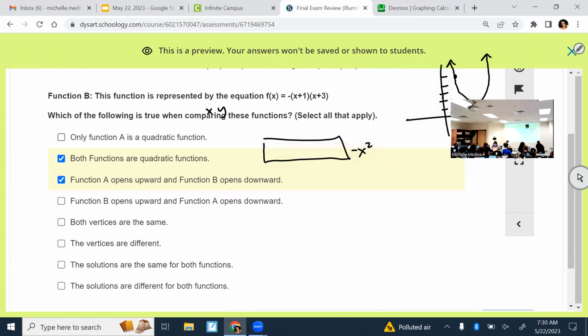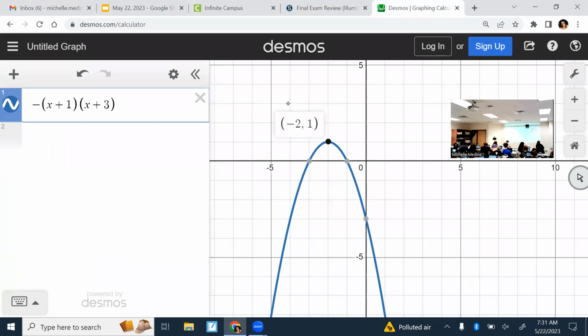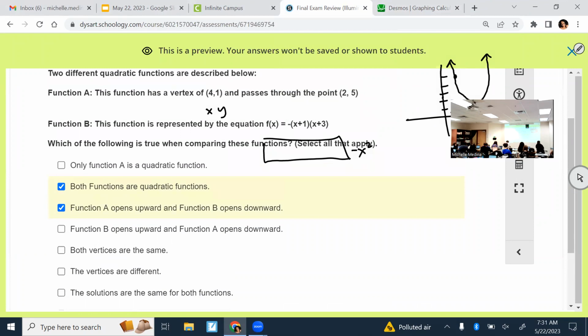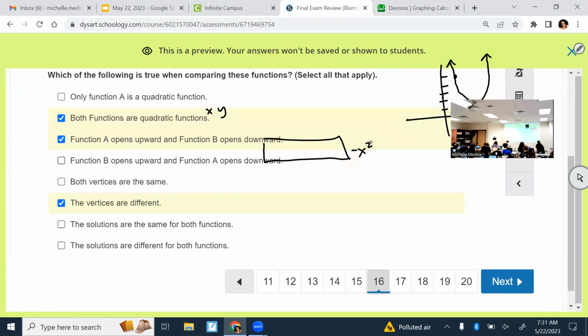We know the vertex for the first one is (4, 1). What's the vertex for this one? So you would have to graph it in order to see its vertex, right? Or put it in vertex form, something like that. But the vertices are not the same. The vertices are different, true or false. And then the solutions are the same for both functions.